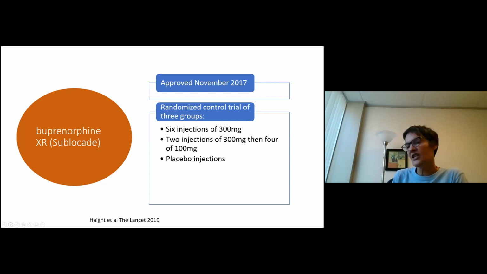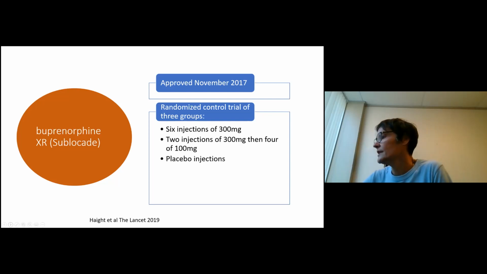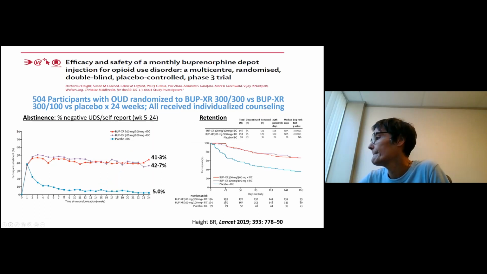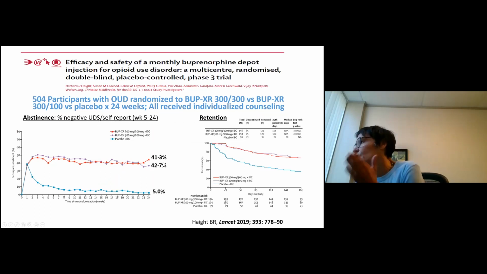One group got 6 injections of 300 milligrams. One group got 2 injections of 300 and then 4 of 100. And then the other group got placebo. And this is the results. If you look on the left, percent negative urine drug screen by self-report. Red is the 300 milligram group. Purple is the 300 plus 100 group. And they all basically had about 40% negative UDS by self-report.